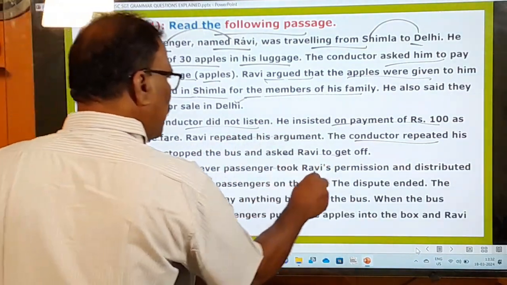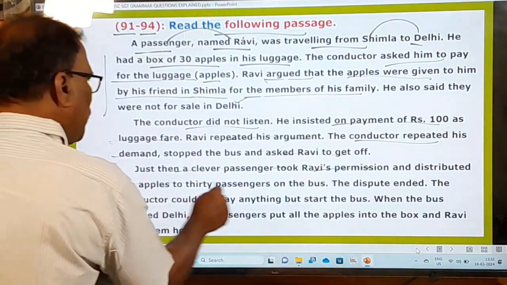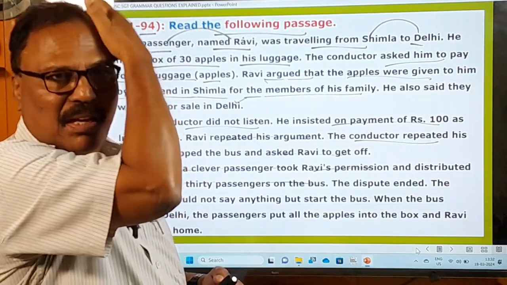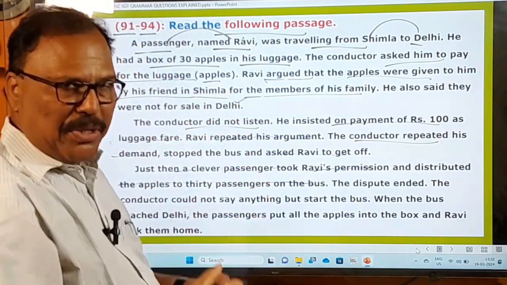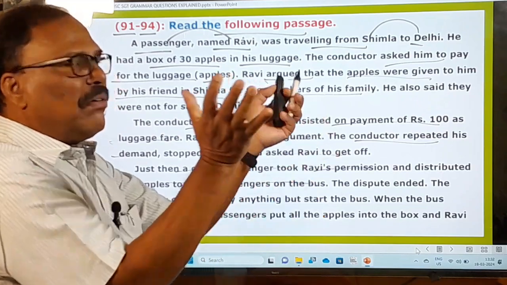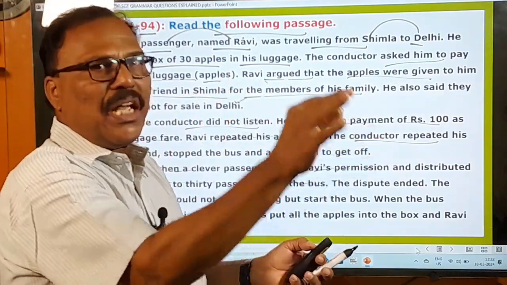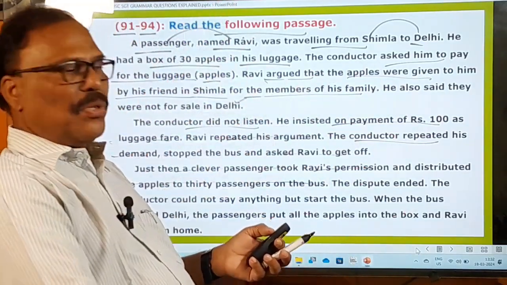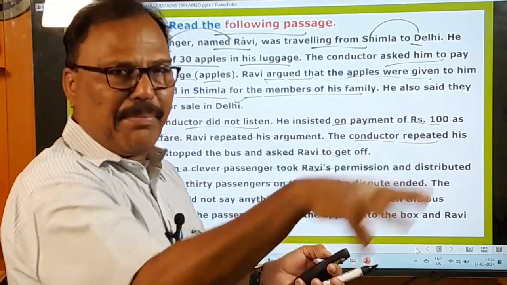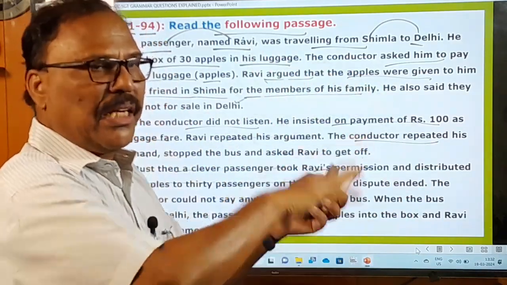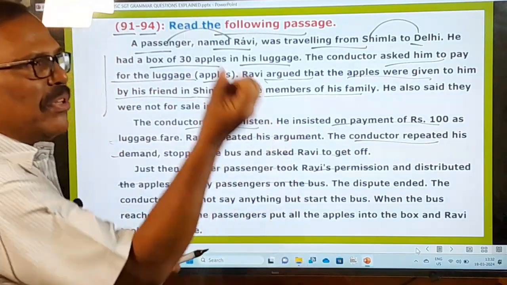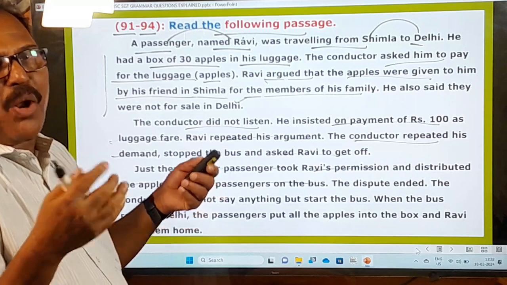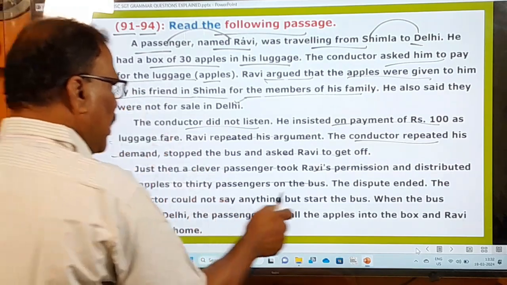Just then a clever passenger took Ravi's permission and distributed the apples to 30 passengers on the bus. And what did he do? One of the co-passengers took Ravi's permission, and he distributed the 30 apples to each and every one of the 30 passengers in that bus. There were 30 passengers in the bus. Now with one passenger, there is one apple. Now that is not going to be a problem of luggage and all that. So the dispute ended.